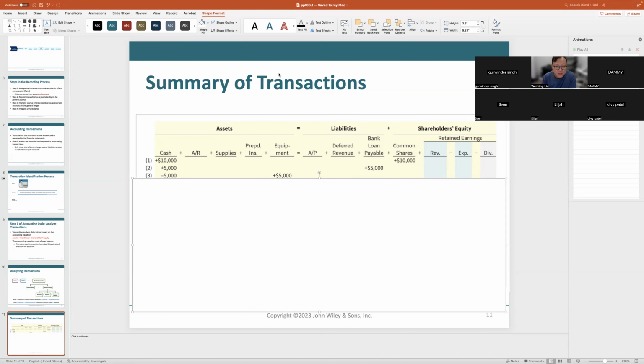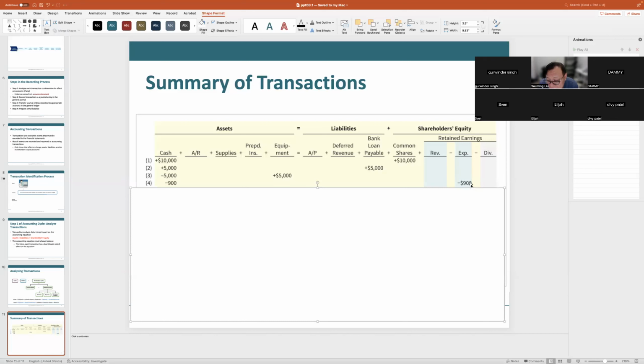What happened here is your cash decreased 900, but your expenses increased 900. And the reason why there's a minus, that minus comes from the minus sign in front of it. So what do I mean by that? Let me draw a shape because I want to explain this to you. Did you see there's a minus sign here?